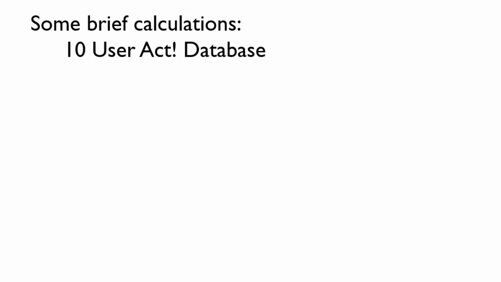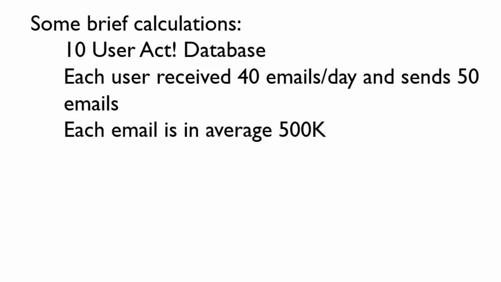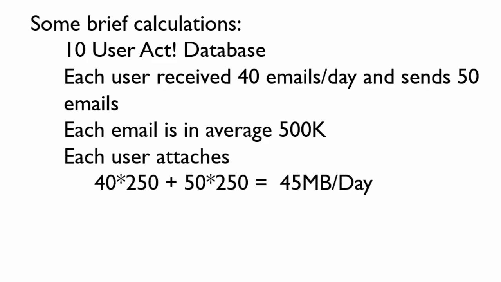So if we have a 10-user ACT database and the user receives 40 emails a day and sends 50 emails a day, each email, what we've seen, is probably an average of 500K, maybe less. Some of them are more, but let's just do an average 500K. So each user on sending and receiving emails, and this of course is excluding any major attachments, proposals, pictures, and whatever, you're looking at each user sending about 45 megabytes of email that gets attached to ACT.